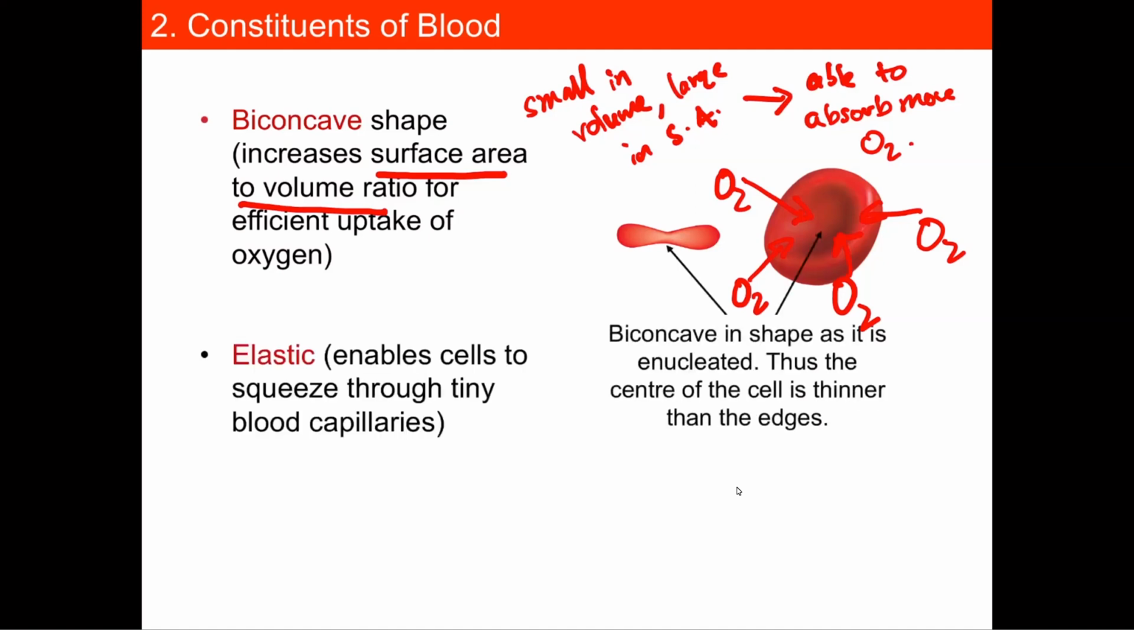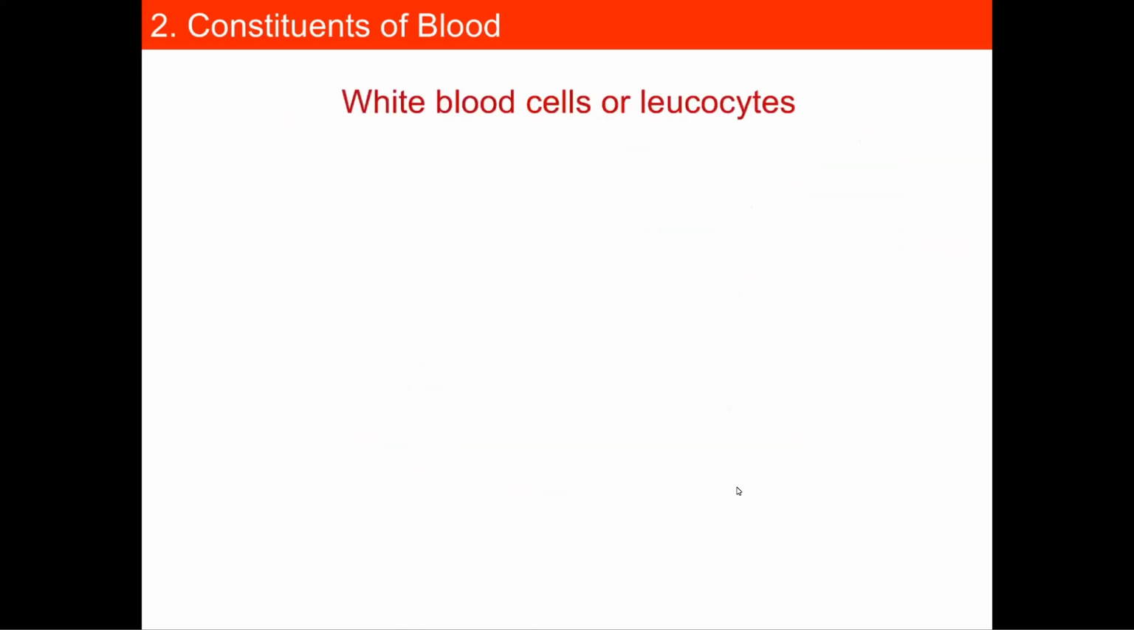It is also elastic, and it enables the cells to squeeze through tiny blood capillaries. Now, blood capillaries are very small in diameter. That means your red blood cell really has to squeeze through, because it's very, very small. By being elastic, the red blood cell can squeeze through these small blood capillaries.